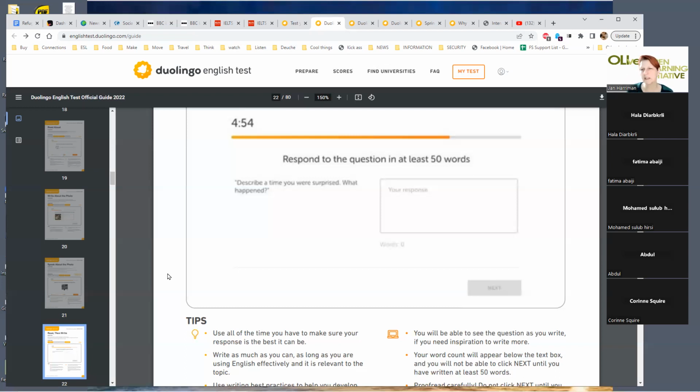This is why it will be really good to practice these, because it's only 50 words, but you want to get the most out of those 50 words. It's most like explaining a situation. Yeah. And the expression of your thoughts.